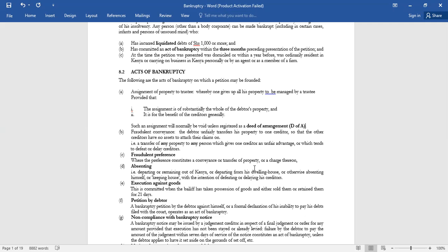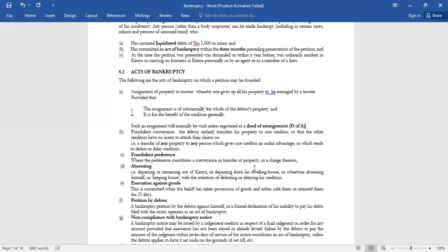Then petition by debtor. Now a bankruptcy petition by the debtor against himself, or a formal declaration of his inability to pay his debt filed with the court, operates as an act of bankruptcy. Although the court will have to do the examination, official examination, they will first accept your statement. Normally you say you are innocent until you are proved guilty. So they will take into account your declaration, you've walked to the bank, and you informed the bank, vile maneno inaendelea, I think I'm bankrupt.